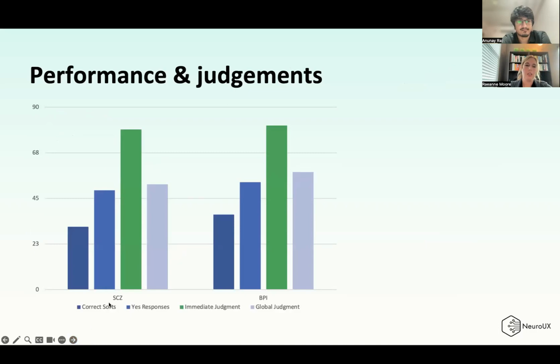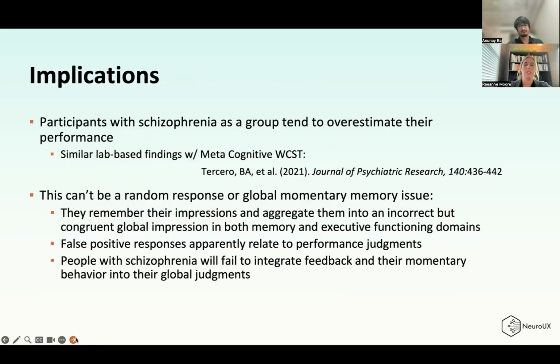And you can see here on the left, people with schizophrenia, and on the right, people with bipolar disorder. Their immediate judgments of their response were consistently higher than their actual performances. We also saw that their global judgment of, "Yeah, I thought I did really well," was better than their actual performance on this test. So two different administration modalities showing the same thing in terms of this misestimation. And really the participants with schizophrenia as a group are overestimating their performance.